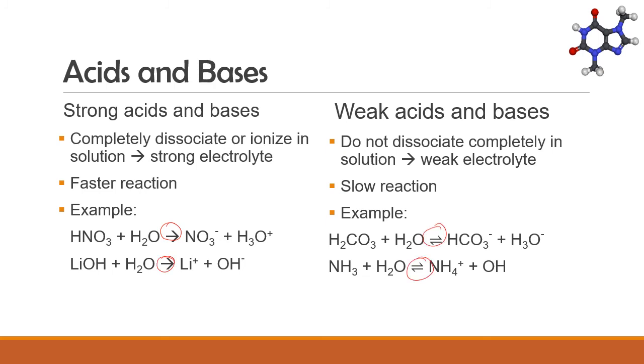A unidirectional reaction arrow means that once a strong acid or a base is added to water, all of its molecules dissociate in the solution. There are no reactants left, only products. A bidirectional reaction arrow means that the reactant or reactants do not completely dissociate in the solution. Some of the original reactants remain undissolved.